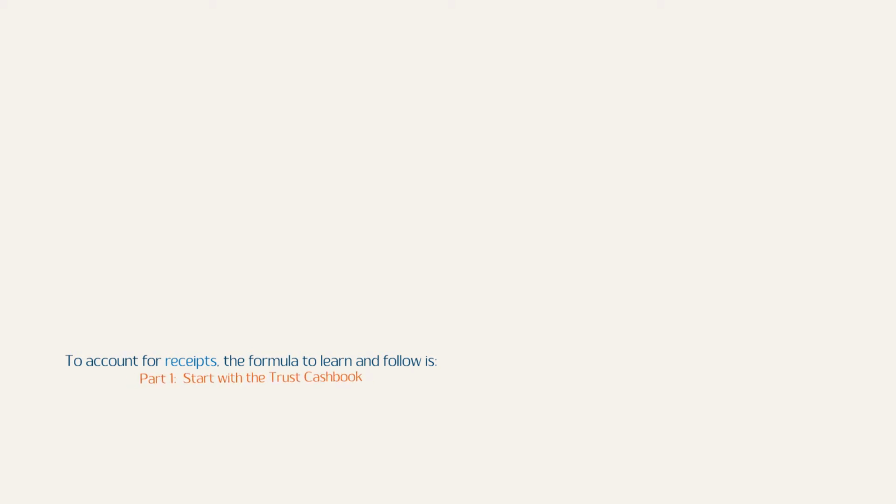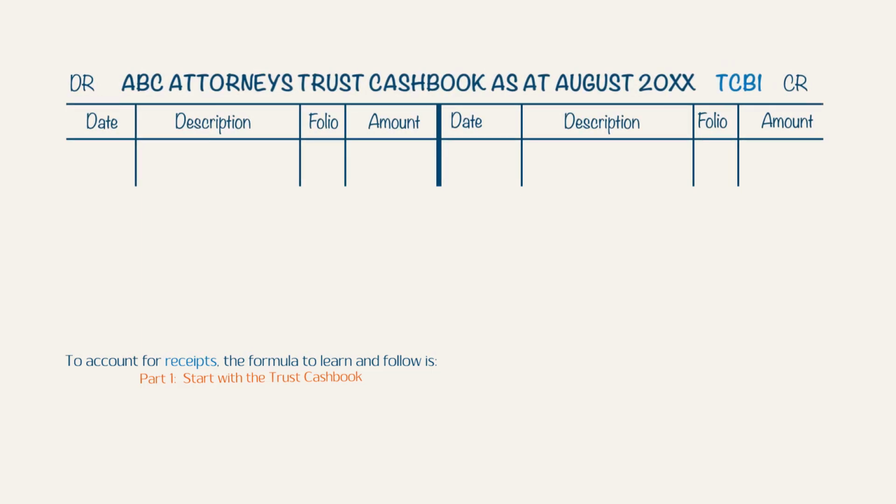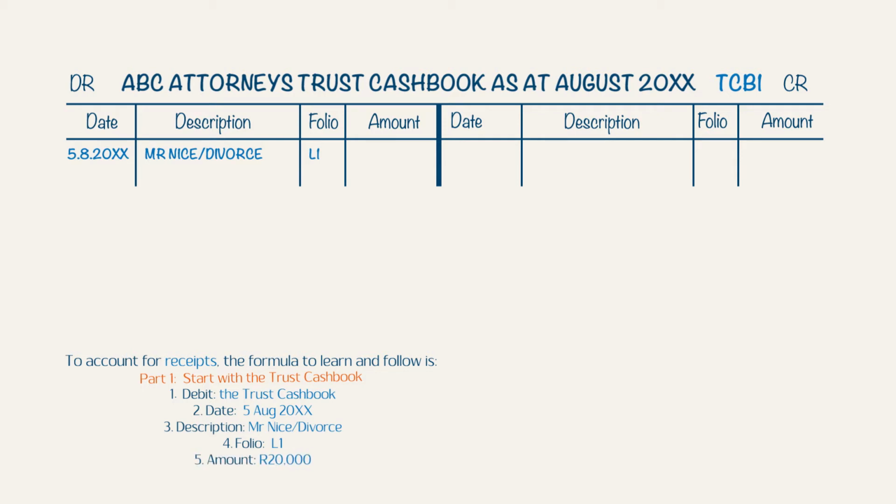Part 1. Start with the trust cashbook. 1. Debit, the trust cashbook. 2. Date, 5 August 20XX. 3. Description, Mr. Nice, divorce. 4. Folio, L1, which stands for Trust Ledger 1. 5. Amount, 20,000 Rand.